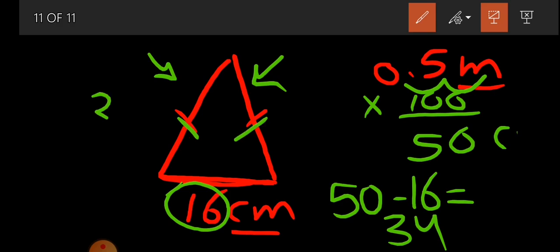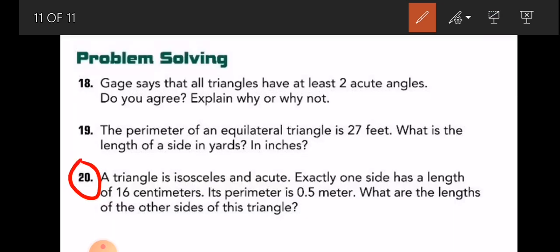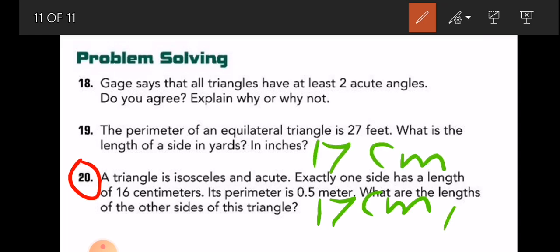So the 34, I can divide it by 2 to get what? To get one of the sides only. If you did the division, you will get 17. So each side is 17 centimeters. So 17 centimeters. The other one is also the same, 17 centimeters, because it's an isosceles triangle.